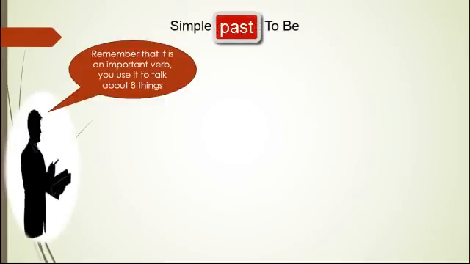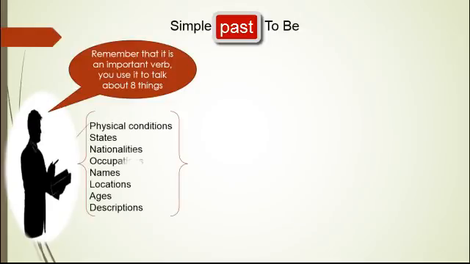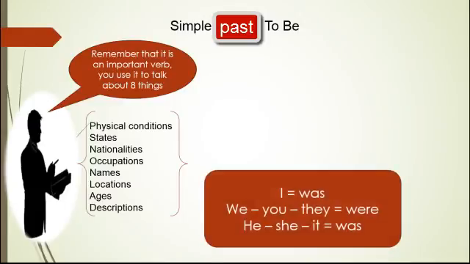Okay? So now, remember that it is an important verb. You use verb to be to talk about 8 different things. Recordemos una vez más, el verbo to be es uno de los verbos más importantes que tiene el inglés porque se utiliza para hablar de 8 cosas distintas. So, the 8 things: physical condition, states, nationalities, occupations, names, location, ages, and descriptions. Yes? So, I was, we, you, they, were, he, she, it, was.